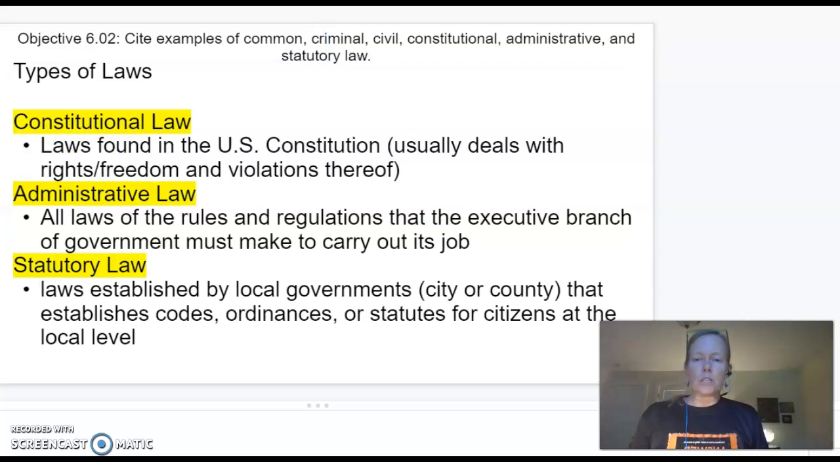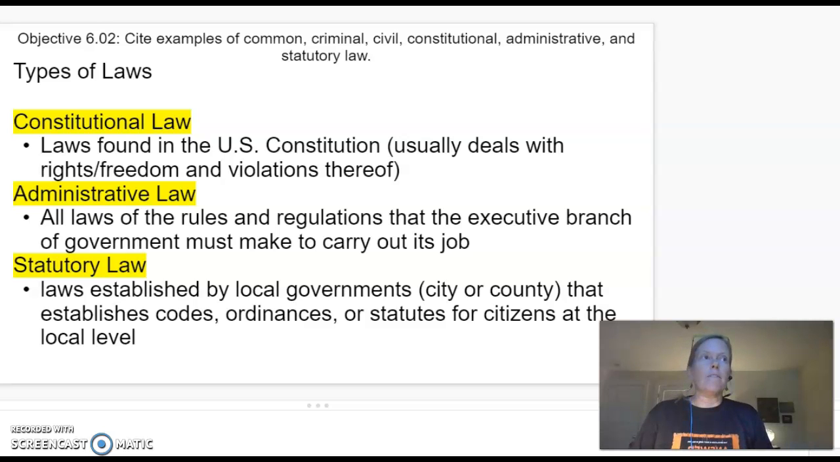So now more types of law. This is 3, 4, and 5, okay? And they're pretty short and sweet, so I've got them all on the same slide. Constitutional law, these are things that deal with rights and freedoms and violations thereof. We'll study several things that fell under constitutional law. A lot of people like to think of these as civil rights cases.